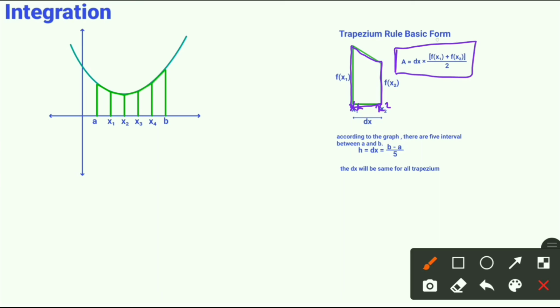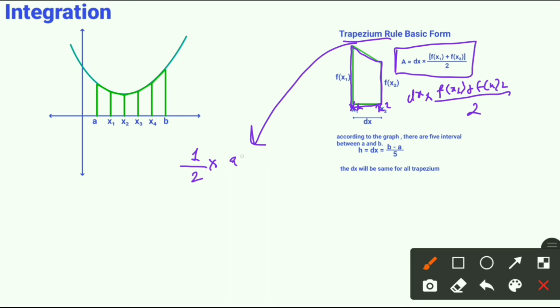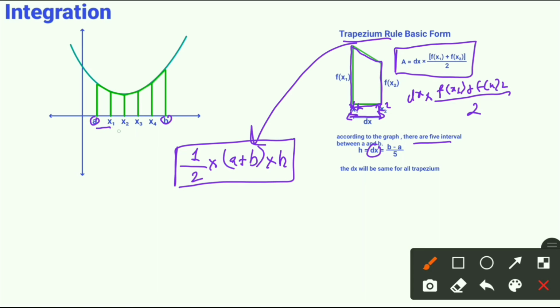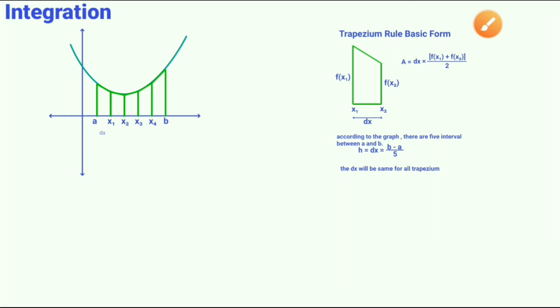So in order to get this area, we use the trapezium rule, which is f(x1) plus f(x2) upon 2, taking the average, and multiply by dx. You must have known the formula for the area of a trapezium, 1 upon 2 multiplied by (a plus b), multiplied by h. This is the trapezium rule, and this is what is being applied here. So a plus b is f(x1) plus f(x2), and multiply by h, which means dx. According to the graph, there are 5 intervals between a and b. (b minus a) upon 5 gives dx, and dx will be the same for all trapezia.